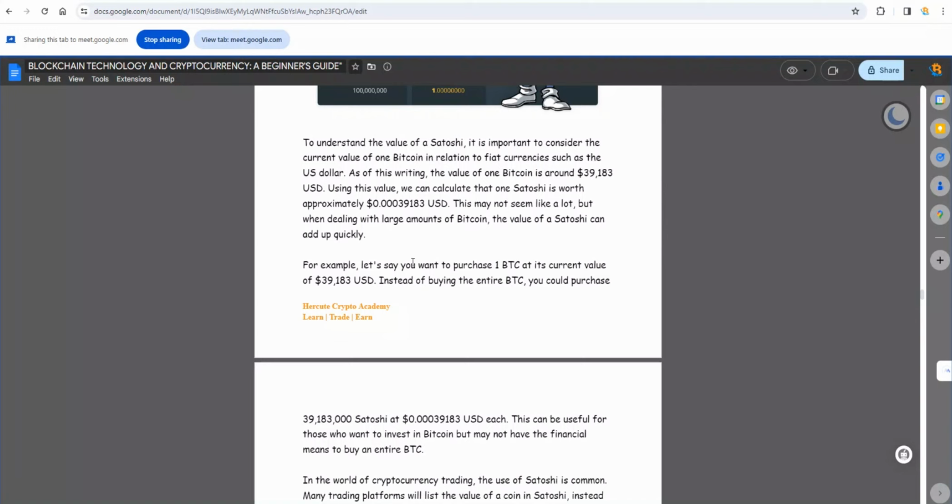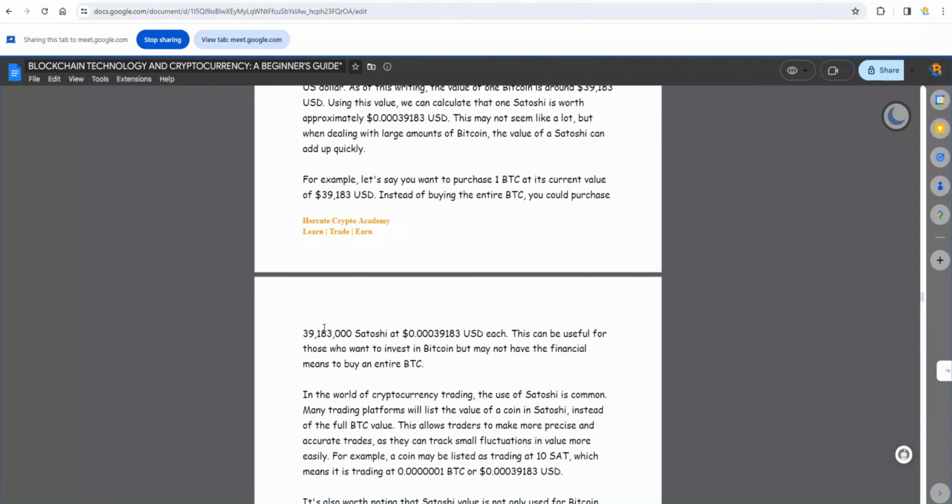So for example, let's say you want to purchase one BTC at its current price of 39,183 USD. Instead of buying the entire BTC, you could purchase 39,183,000 Satoshis at this price, okay? At 0.000391 USD, because now this is the value of one Satoshi in reference to the price of one Bitcoin at the moment.